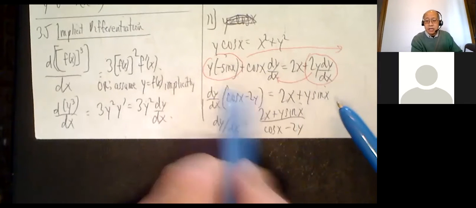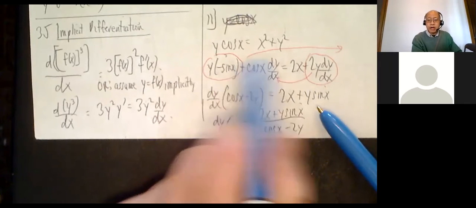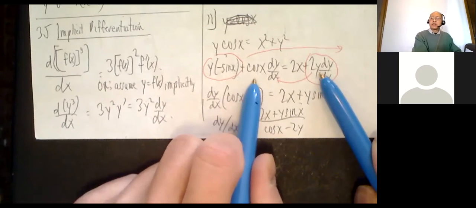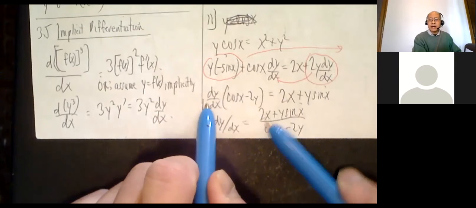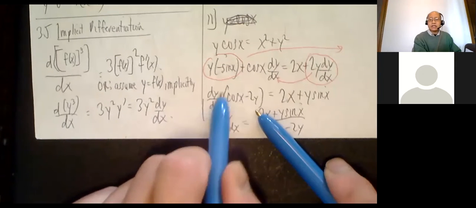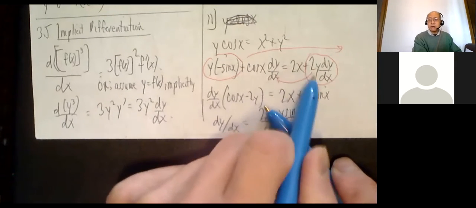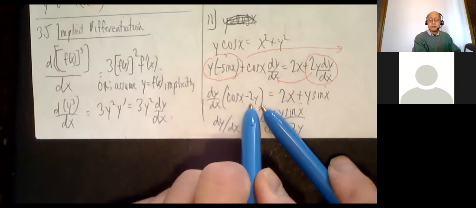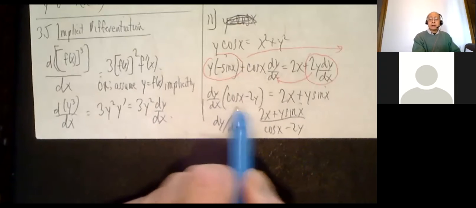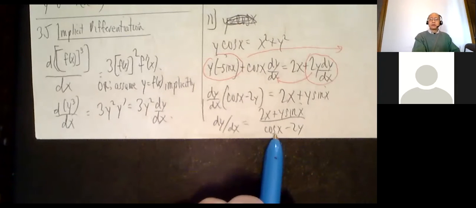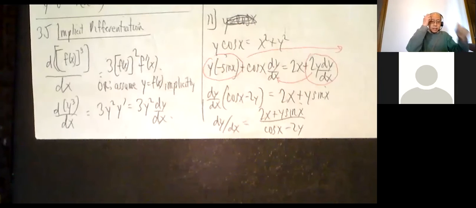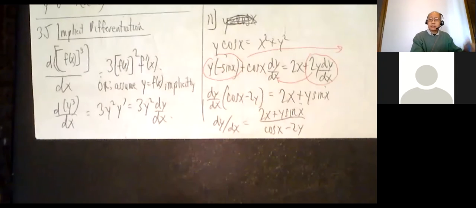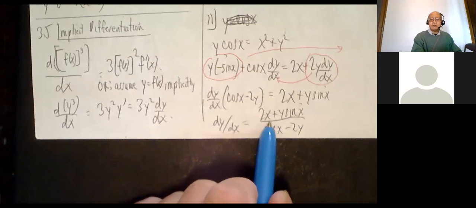So the right side's gonna be 2x plus y sine x, right? If I move that over, it's positive. And now both of these have a dy/dx, factor out that dy/dx. So they become dy/dx times (cosine x minus 2y). If I bring this over, it becomes a minus, right? All right, then I divide both sides by cosine x minus 2y, and there's my answer. So my derivative expression, dy/dx, is 2x plus y sine x divided by cosine x minus 2y. Okay, and that's the derivative.